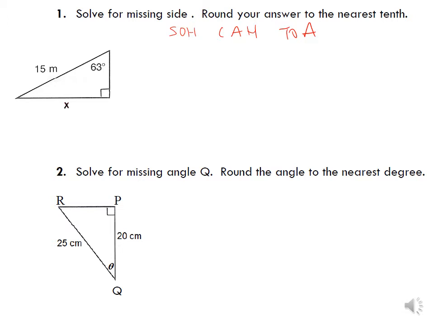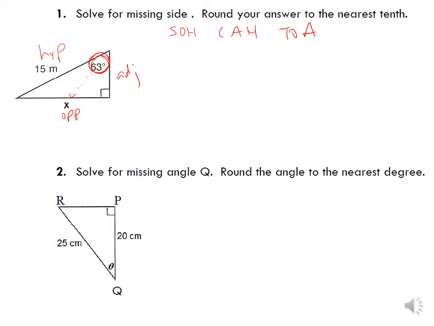90 can never be your reference angle, so the only other angle I gave you was 63. Label your sides across from the 90, hypotenuse, from your reference angle. All the way across is your opposite, and right beside is your adjacent.